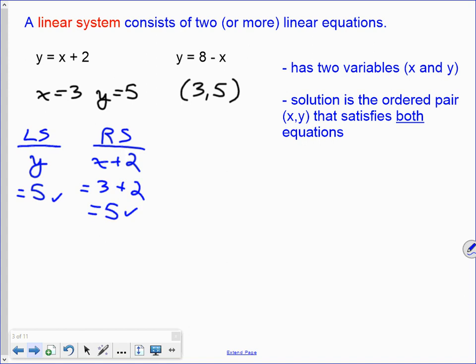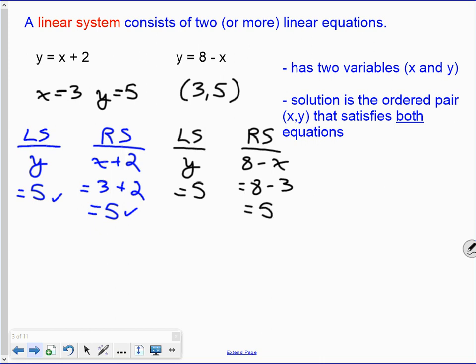We can then do the exact same thing for our second equation. Left side, right side. Our left side is y. Our right side is 8 minus x. y is equal to 5. 8 minus x is 8 minus 3, which is 5. So 3 and 5 work to satisfy both of these equations.